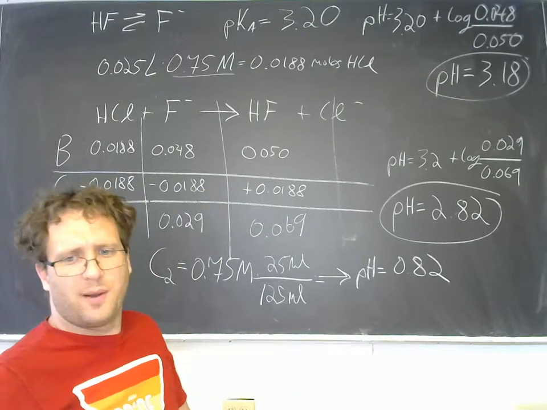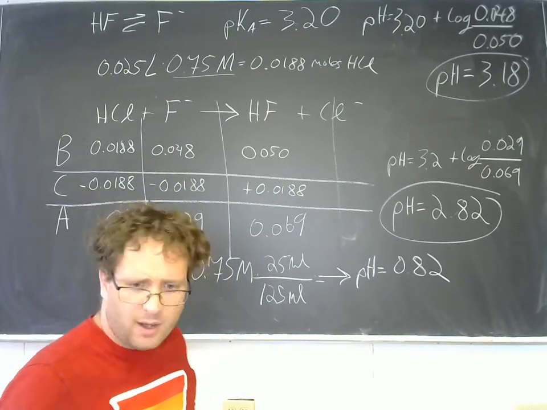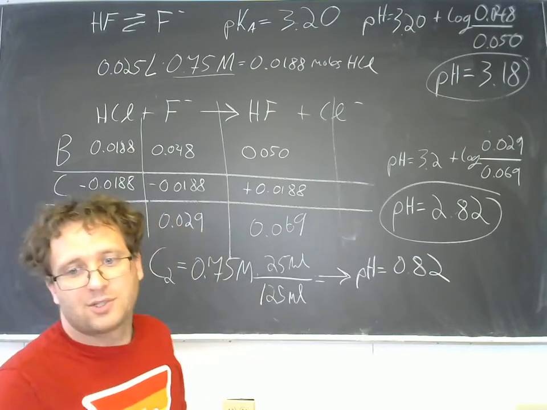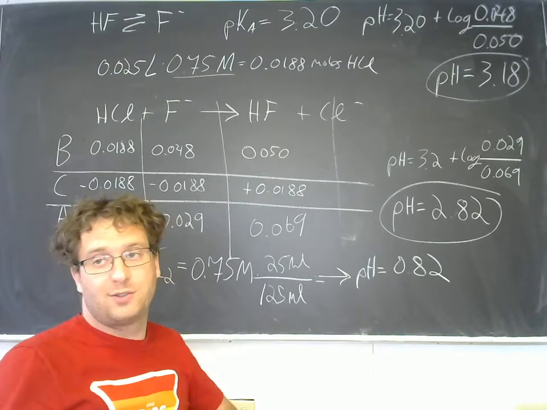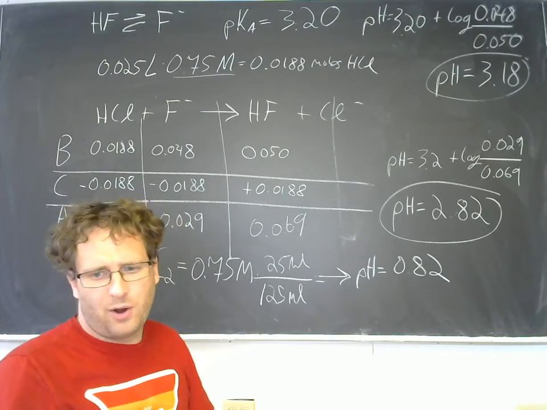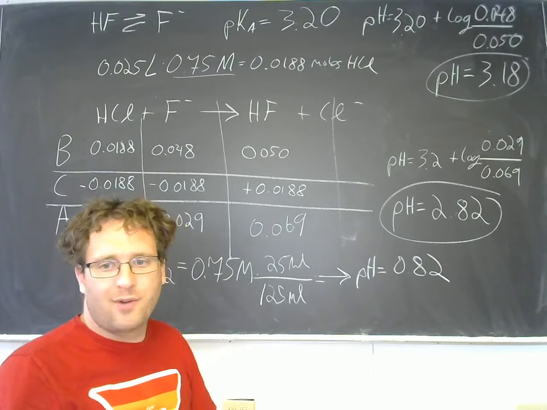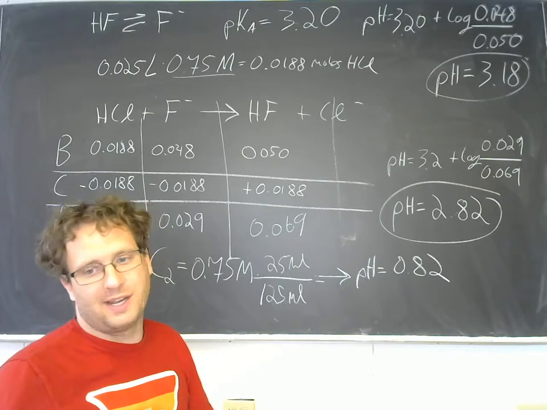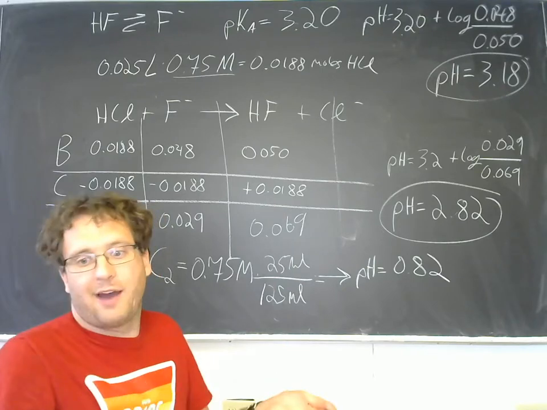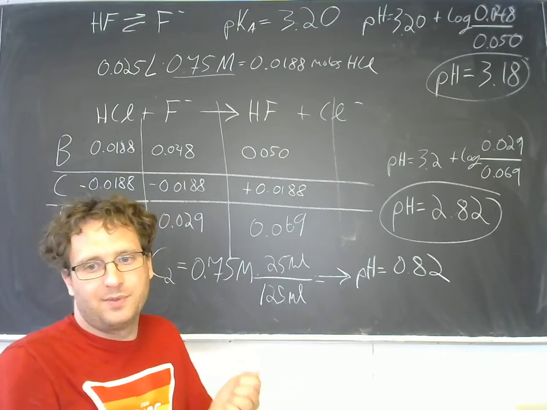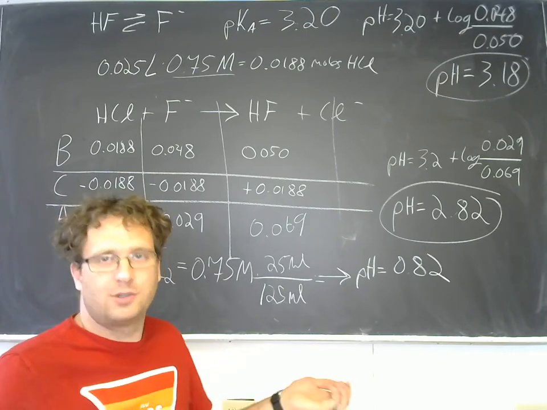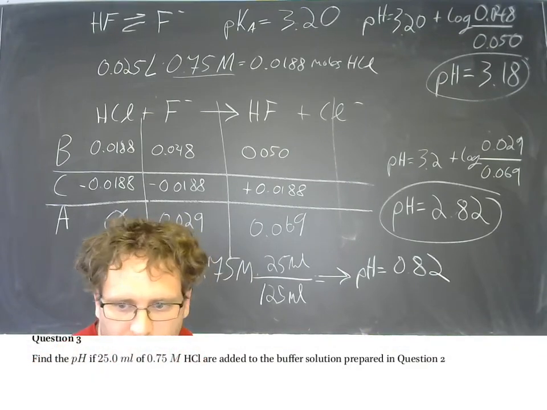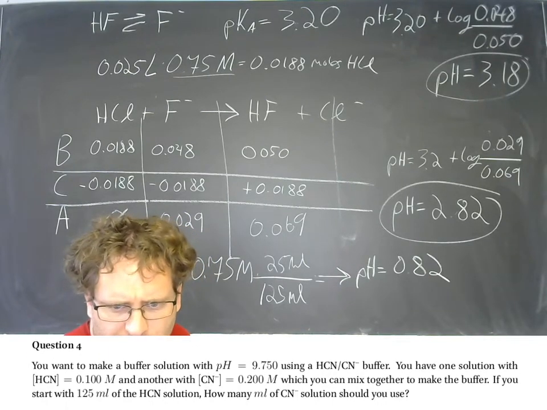Okay, so you can see how the buffer, was it 0.82 exactly? Cool, okay. So the buffer prevented a change of 2 pH units. Instead of going all the way down to 0.82 from 3.18, it only went down to a measly 2.82, which is less than half a pH unit instead of nearly 2.5 pH units. Good job, buffer.